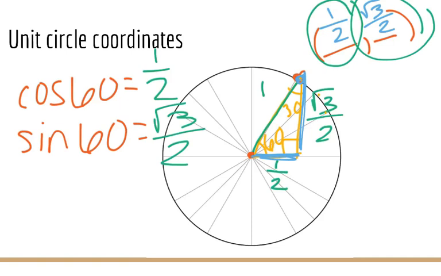Now, the other really big part of today's lesson is, I just taught you what the coordinates were for only this dot and this dot. But what about all these other ones around the unit circle? Do I have to memorize those as well?